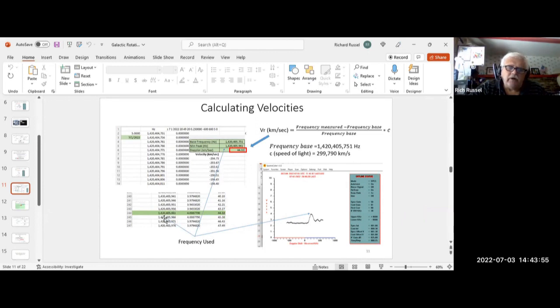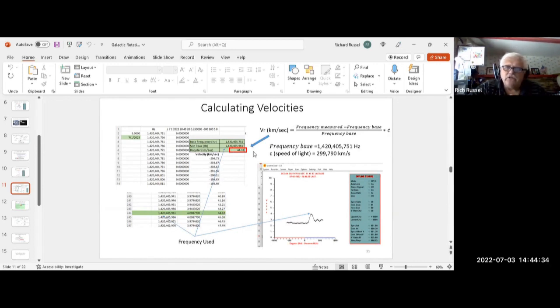So that's the only thing I hate about this: it doesn't actually tell you the frequency it recorded at. It just gives you a string of voltages. You have X number of voltages, and you have to put this table together. So here's the base frequency I used, and here's the frequency that had the highest signal level, and then I used this formula here to calculate what the Doppler in kilometers per second would be.